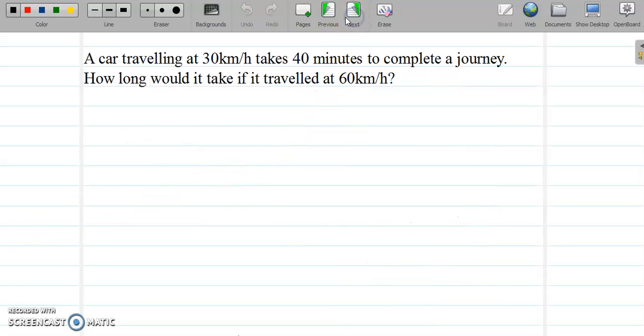Okay, now let's look at another example. In this example, we are told that a car traveling at 30 kilometers per hour takes 40 minutes to complete a journey. Since I have 40 minutes, I will convert it to hour. For me to convert it to hour, I'll divide it by what? By 60.